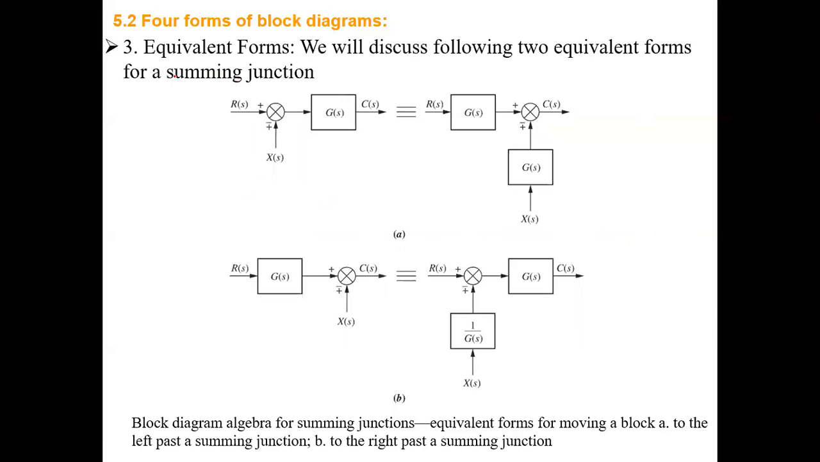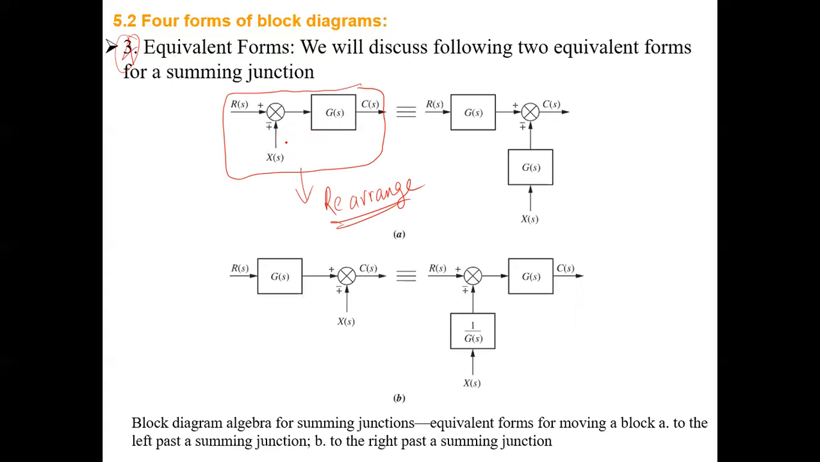Now, number 4. In this case, what we talk about is we have different forms of circuit here. So let's say this is your given circuit. For some reason, you want to rearrange this guy. So how can you rearrange this guy?